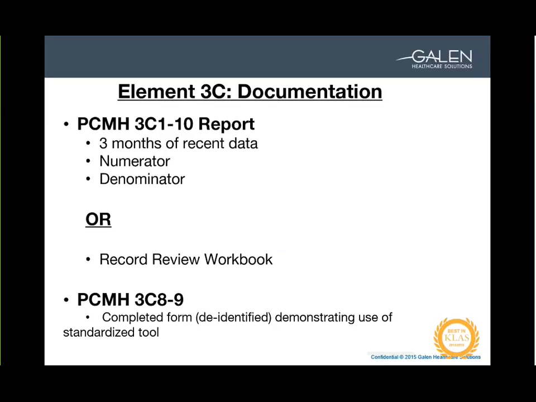And then the documentation. So for 1 to 10, you're going to need a report, 3 months, numerator or denominator, or the record review workbook. Now, I'm going to show you a screenshot of the record review workbook because my guess is the majority of you will be doing that unless you've got a great custom report writer or an amazing electronic health record vendor who can pull this for you.